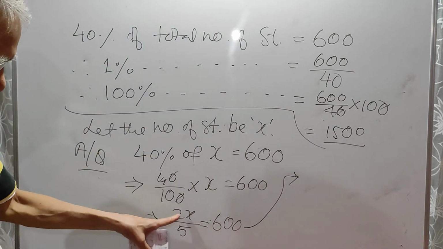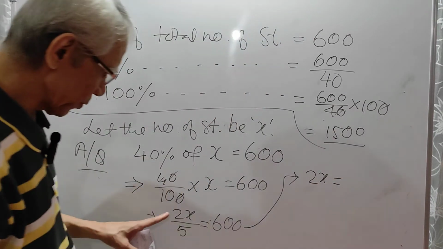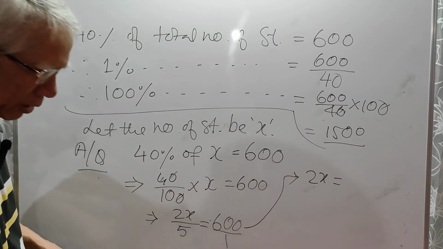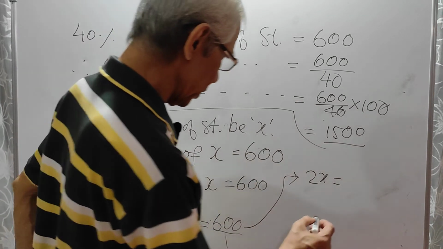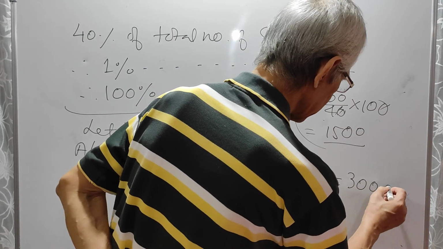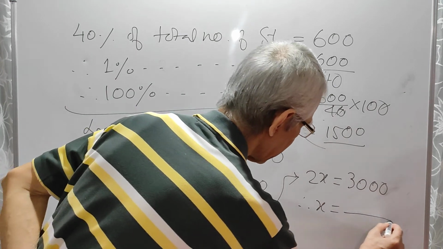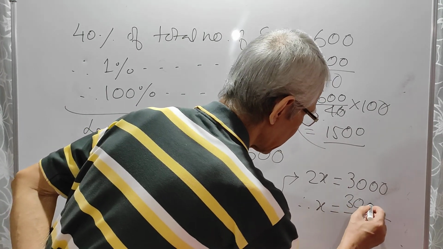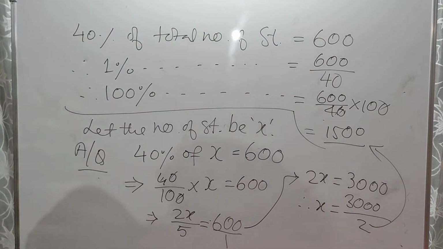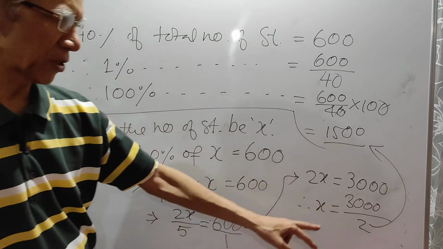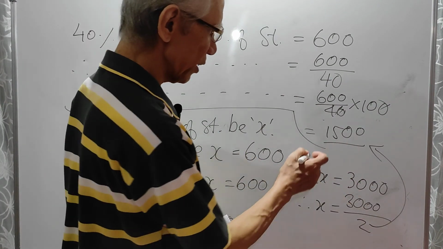Now you cross multiply. So 2x into 1 is 2x. 600 means 600 by 1. 5 into 600, that is 3000. Cross multiply. So therefore x equal to 3000 divided by 2. So isn't it 1500? See. So by equation method also we get the same answer. So 3000 by 2 is what? 1500. So the answer is 1500.